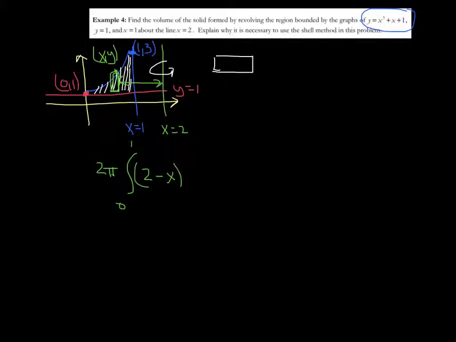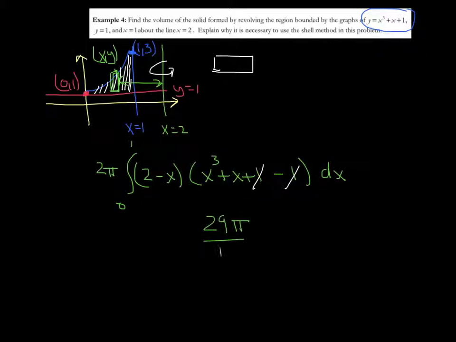And the height is going to be upper curve minus lower curve. Well, the upper curve is your cubing function, which is going to be x cubed plus x plus 1. And the lower curve is simply the line y equals 1. And then the thickness of the rectangle is dx. Well, these two guys cancel out, and you can go through the process and integrate that by hand, and you will end up getting 29 pi over 15. And that is the answer to example 4.